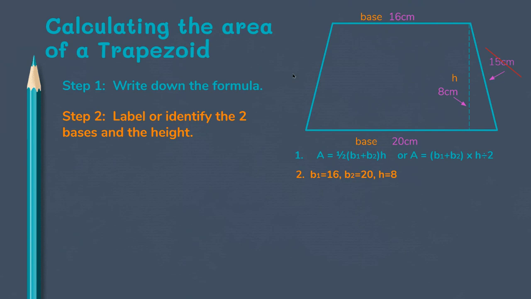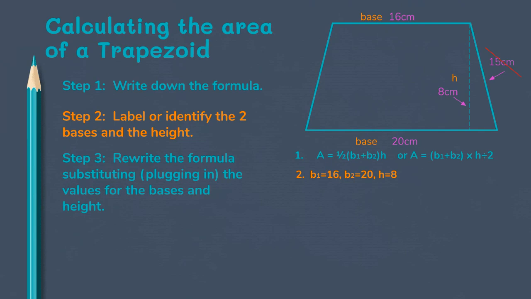All right, so let's keep moving. Our next step, we're going to rewrite the formula, but this time we're going to substitute or plug in the values for the base and the height, right? So this time we have two bases that we're going to be plugging in. So once we plug that in, we still have our area equals 1/2. Our 16, our base 1, goes in place of where the base 1 would be. Our base 2 is 20, so we put that in that space. The height is 8, so the 8 gets plugged in where the h is in our equation.